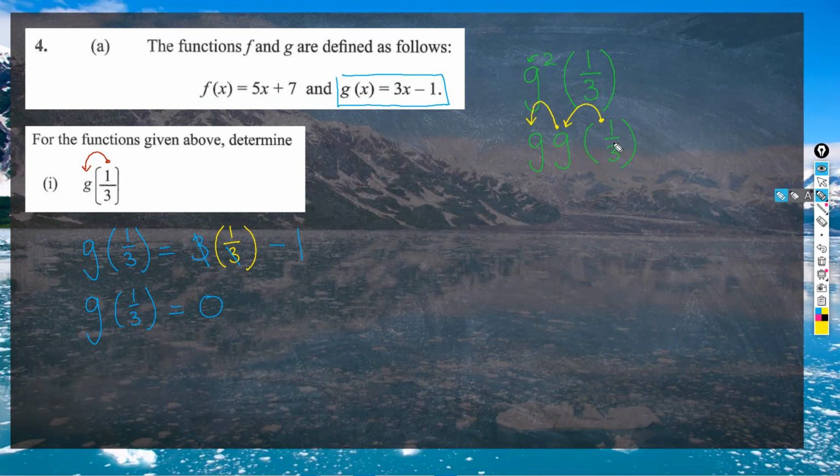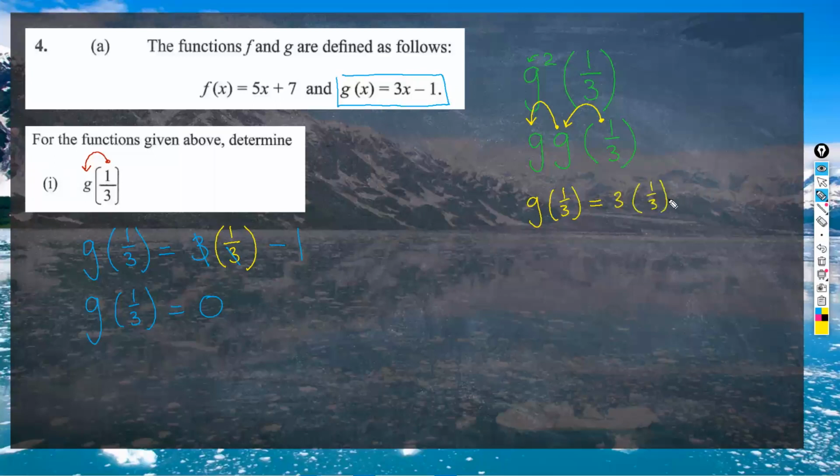So the first thing we want to work out, we're going to put 1/3 into g. So we're going to find g(1/3), which we already did in the previous question. And we saw when we worked that out, we got 0. So when we put 1/3 into g, we got 0. Let's imagine a 0 here now. We're going to go back to the same equation, but this time we replace x with the new answer, which is 0. So we're really working out g(0). And whatever we get here is our final answer.